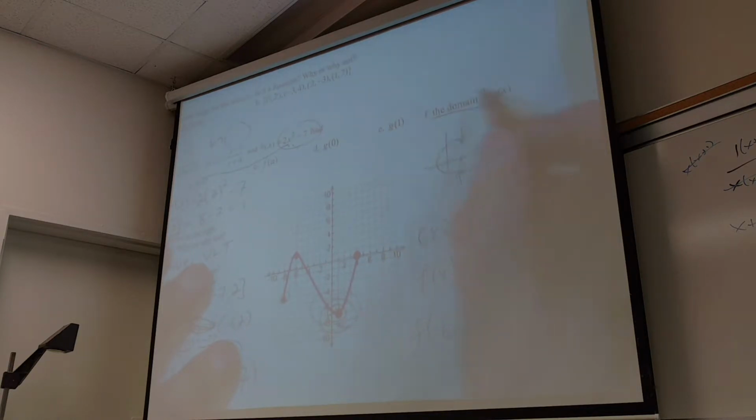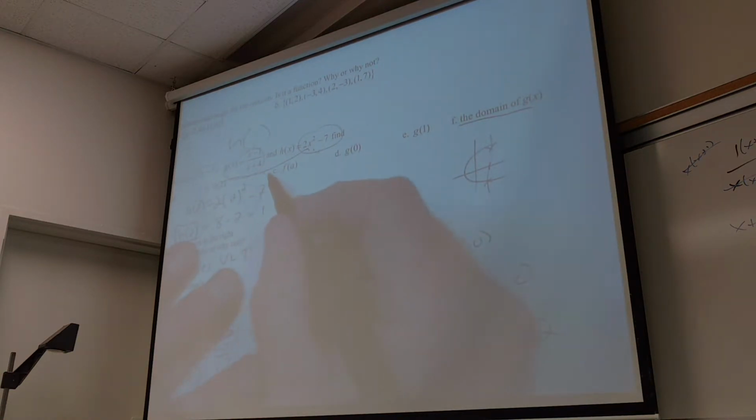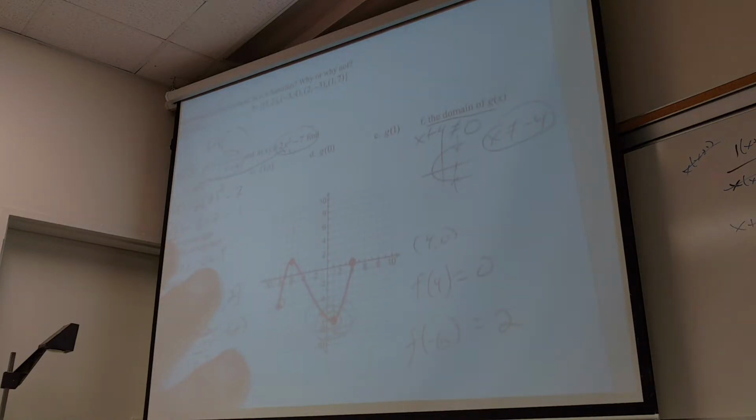Part F says, what's the domain of G? Well, what can happen? What can't happen in G? Look at it. Tell me in English. X not 4. The bottom can't be 0. So then X can't be negative 4. Negative 4.